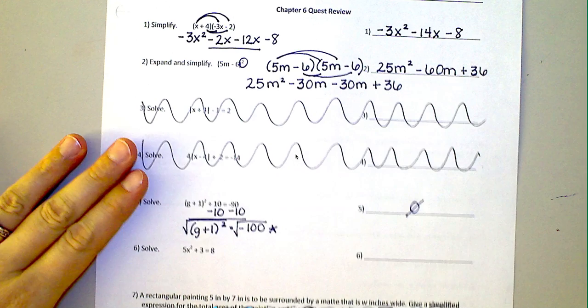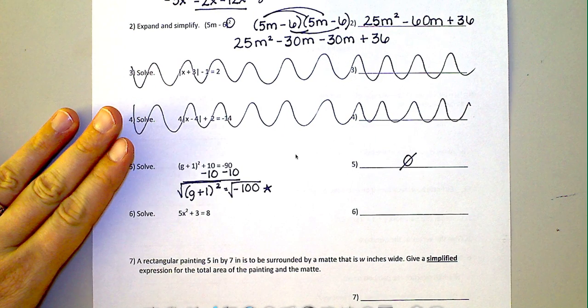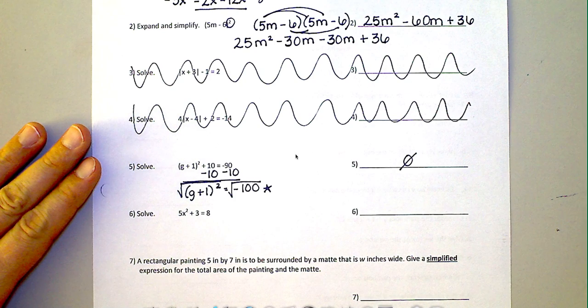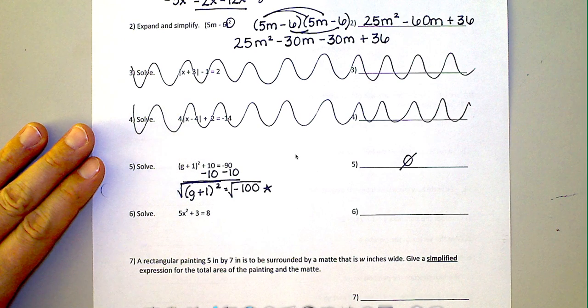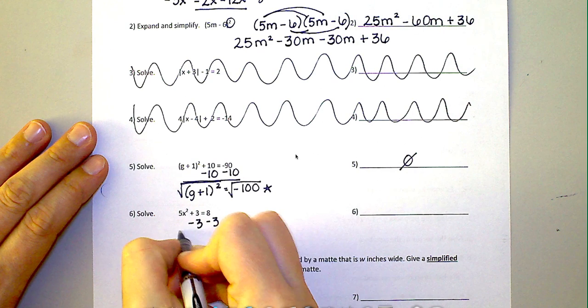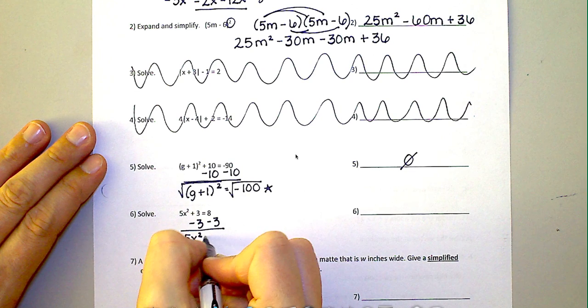Okay, let's look at number 6. Number 6, if you're confused about where to start, pretend that square wasn't there. Pretend it just said 5x plus 3 equals 8, and think about what you would do first. I would subtract the 3. That leaves me with 5x squared equals 5.